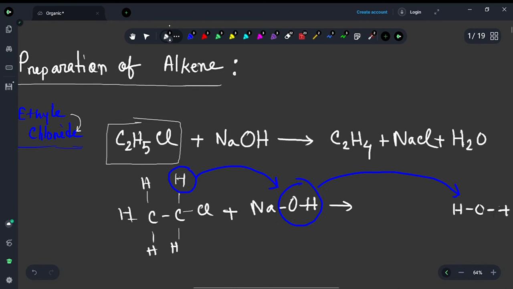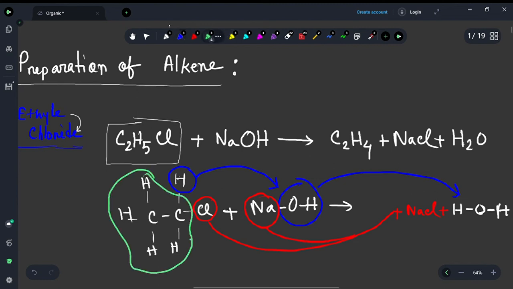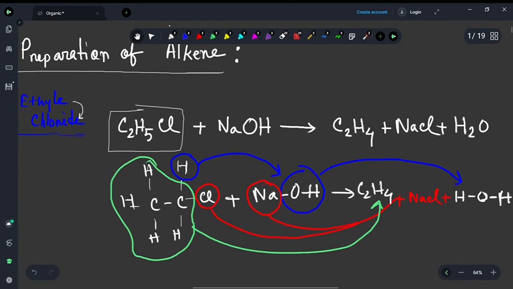Okay, the eraser is not working. H2O. Okay, and the other things here, that is the Na and the Cl, they will go together and form NaCl there. And what is left? What is left is what we want right now. So these things are the things we want, and we got our C2H4. So Eureka, we got it.